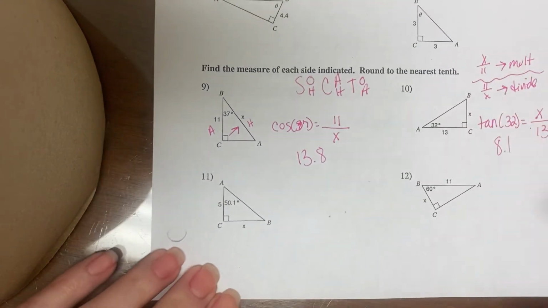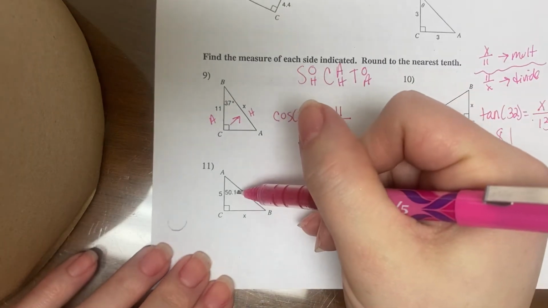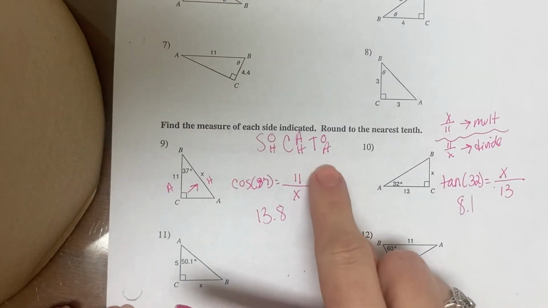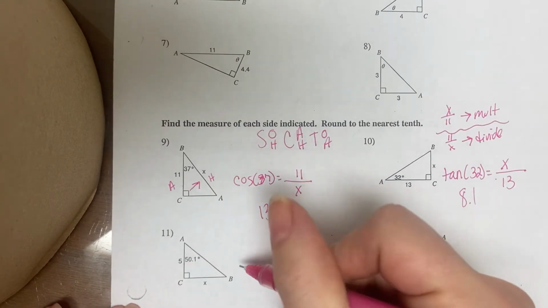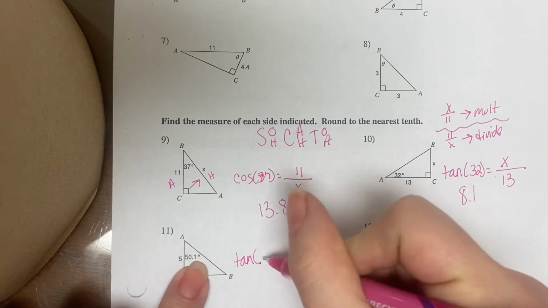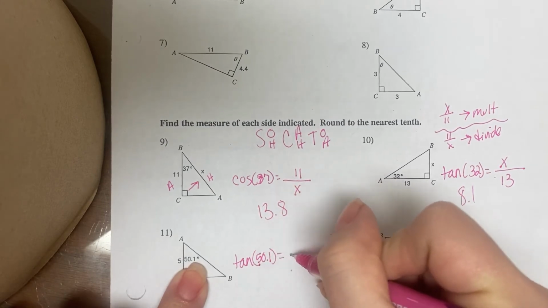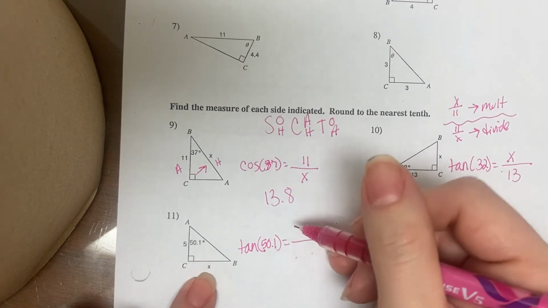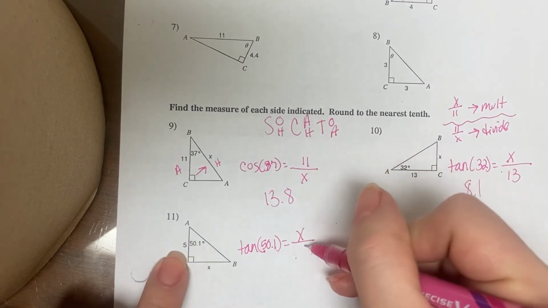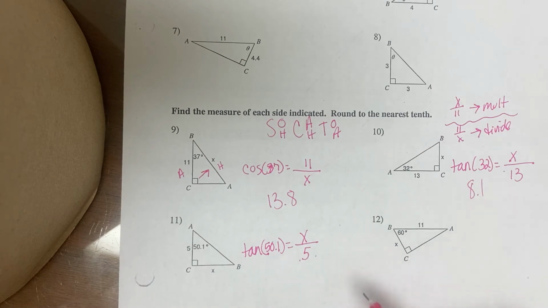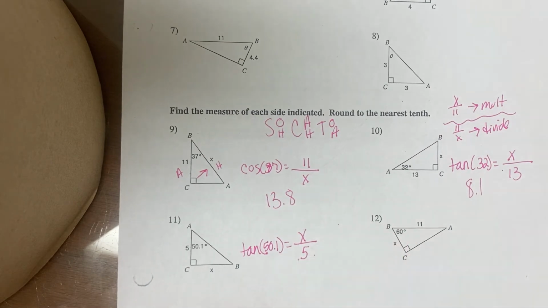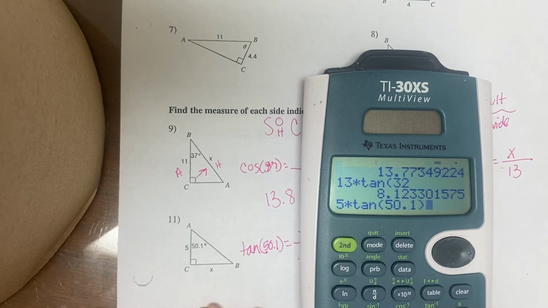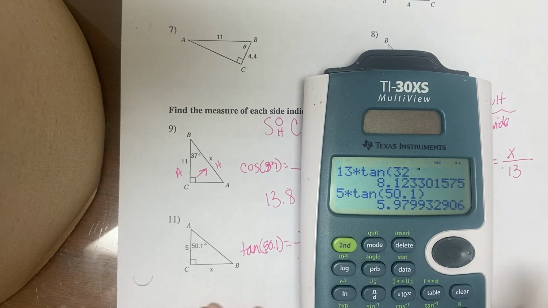Do one more of these. All right, from the angle, I have opposite and I have adjacent. So O and A means this is a tangent. So the tangent, angle goes with the word. Opposite needs to be on top, adjacent on the bottom. So my opposite was x, adjacent is 5. The x is high, so we're going to multiply. So do 5 times the tangent of 50.1. So that would round to 6.